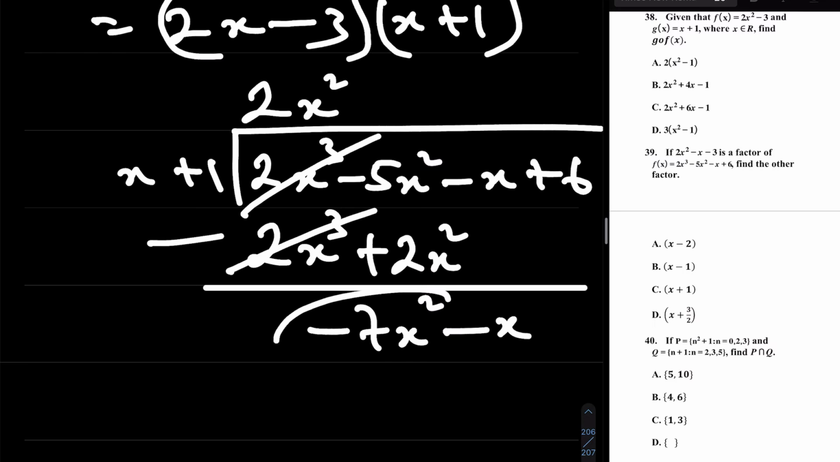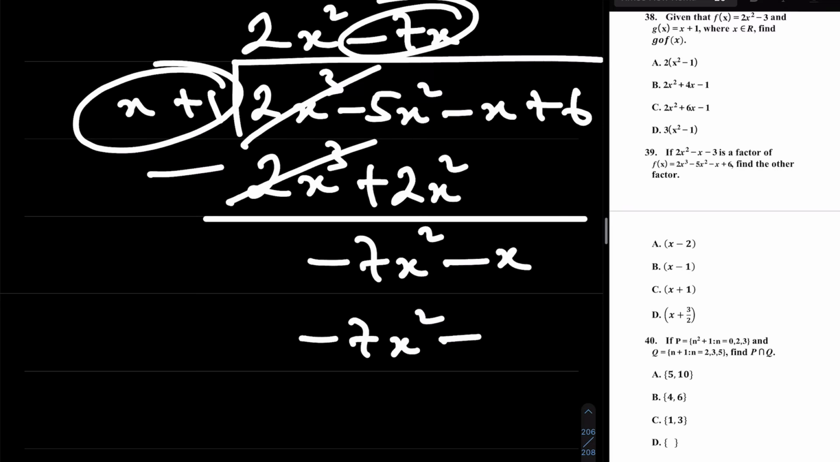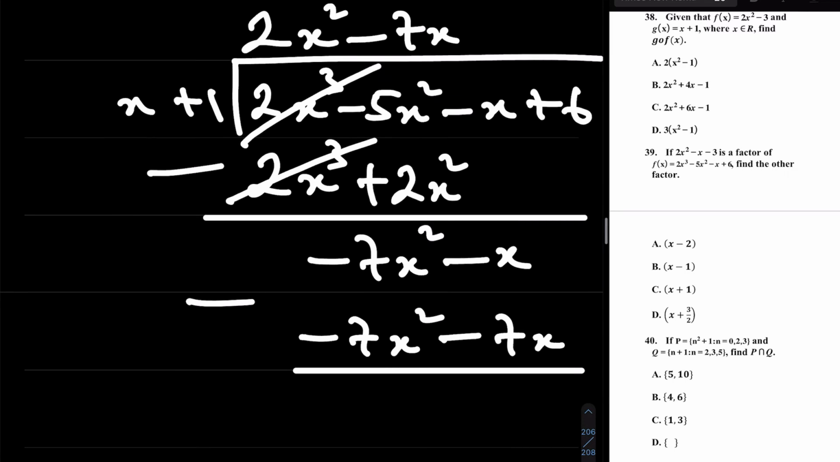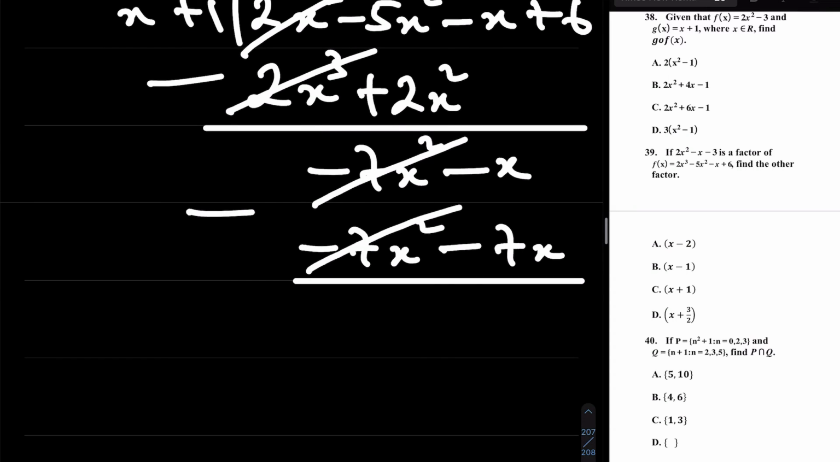And I go again, minus 7x squared divided by x, that's minus 7x. Then you multiply again the whole of this by minus 7x. X times minus 7x is minus 7x squared. And plus 1 times minus 7x is minus 7x. We subtract again. Minus 7x squared plus 7x squared is 0. Minus x, minus times minus here is plus. So that means minus x plus 7x, which is 6x.